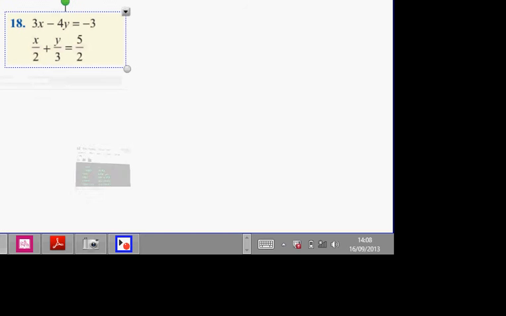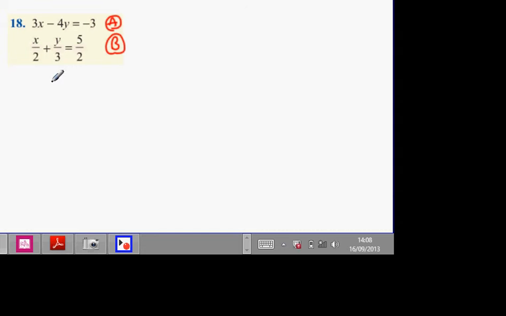Guys, this one here, the following, okay? Solve the simultaneous equation: 3x minus 4y equals minus 3, and x over 2 plus y over 3 equals 5 over 2. Now, most people would say equation A is easy, there's no problems with that. And most people would say equation B, I don't really like it.